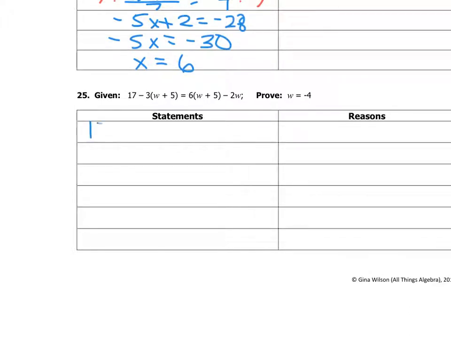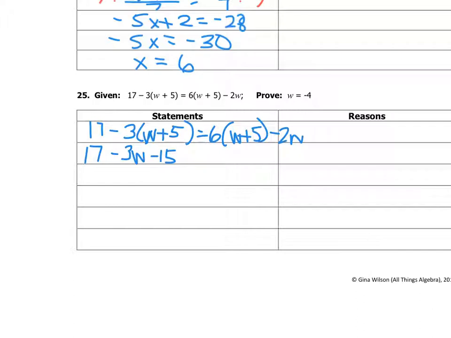So we start out with 17 minus 3 times the quantity w plus 5 equals 6 times w plus 5 minus 2w, sorry, but that is what's given to you, so make sure you put that down. Then the next line is going to be 17 minus 3w minus 15 equals 6w plus 30 minus 2w.